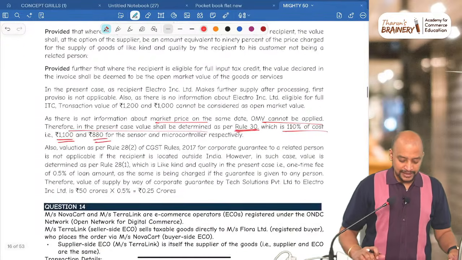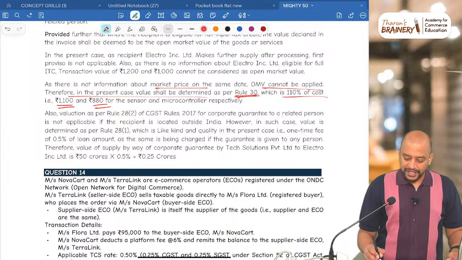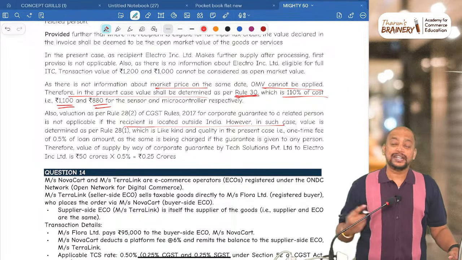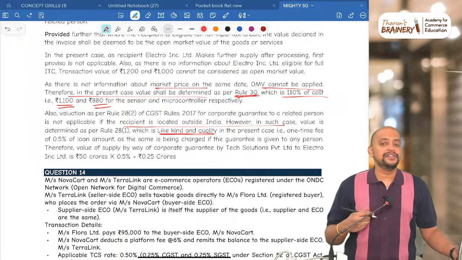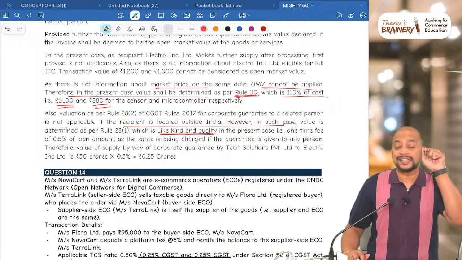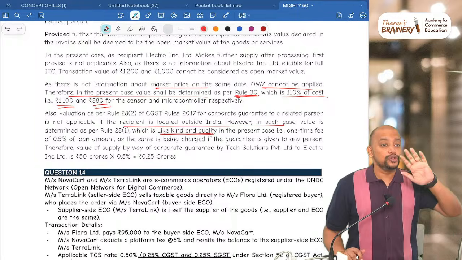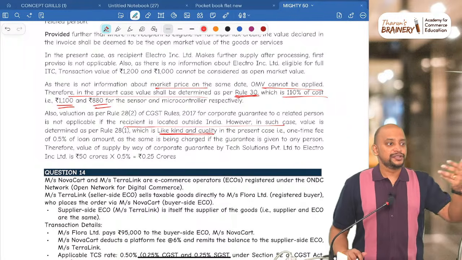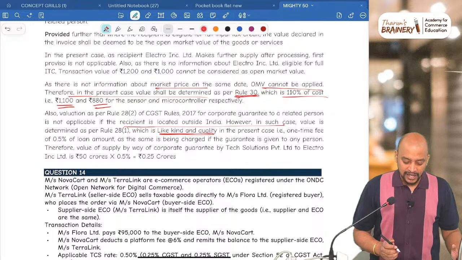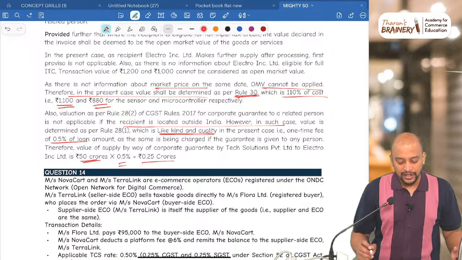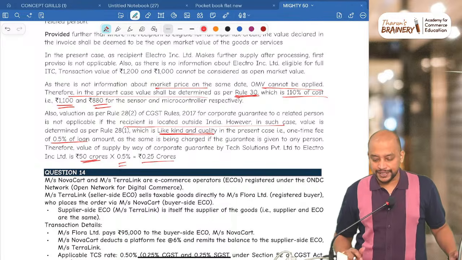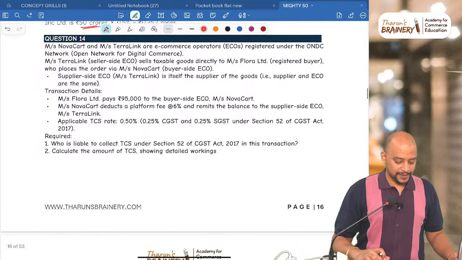So you can see here, the value as per Rule 28 to a related person is not applicable if the recipient is located outside India, but it is a related party transaction. So we need to take the like kind and quality. Why are we not writing it as OMV? OMV should be on the same date. Here it is not on the same date. Usually they charge like that, it is given. So that's why we are taking like kind and quality, and 0.5% of the loan amount. So 50 crores into 0.5%, 0.25 crores will be taken. Got it? Then next one.